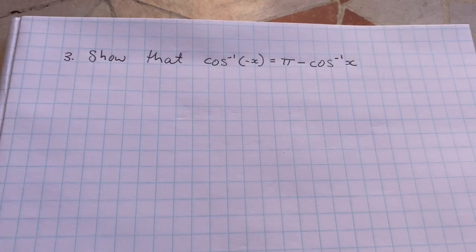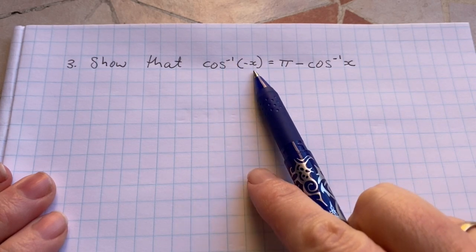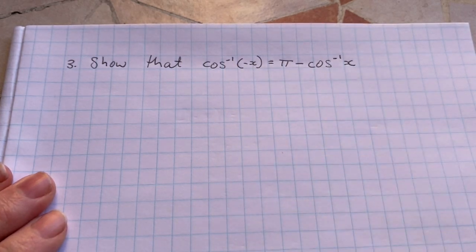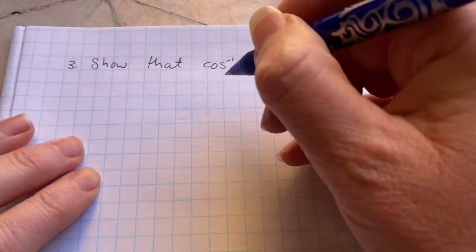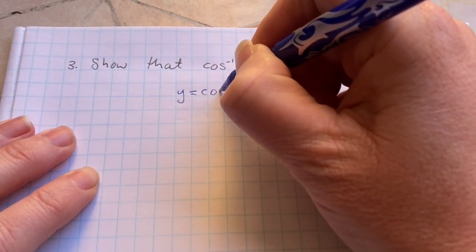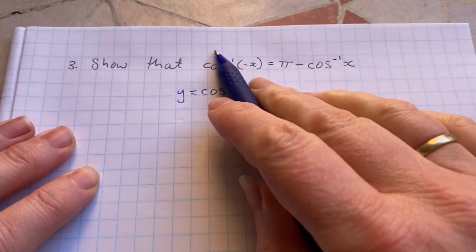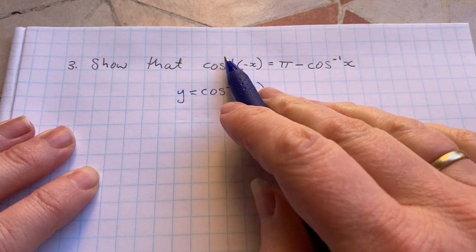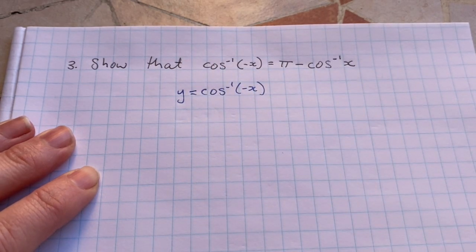Okay, we do have a similar result for cos. Cos is not an odd function, so we can't show it's an odd function, but this is a result that does work. Cos inverse of negative x is equal to pi minus cos inverse of x. And the way we prove that is in exactly the same way. So I'm going to just write down y is cos inverse of negative x. So that's my left-hand side there. And I want to prove that y is equal to this also.